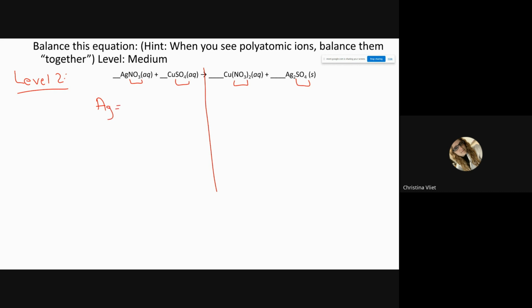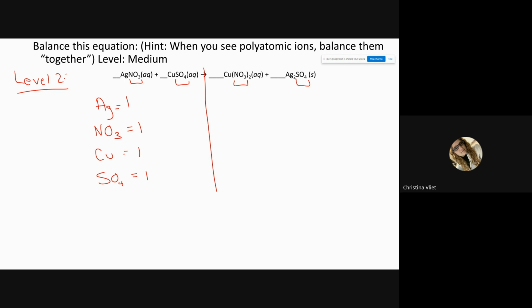All right, here we go. Silver. How many? 1. Notice nitrate. How many? 1, 2. Notice how I did it. I said that's a polyatomic ion. I'm keeping that together. I have 1 of it. Copper. How many? Sulfates. How many?